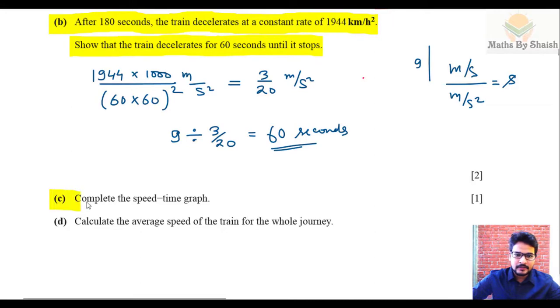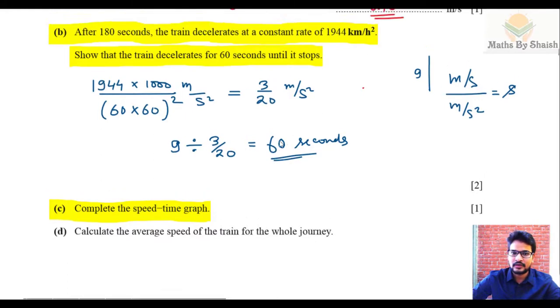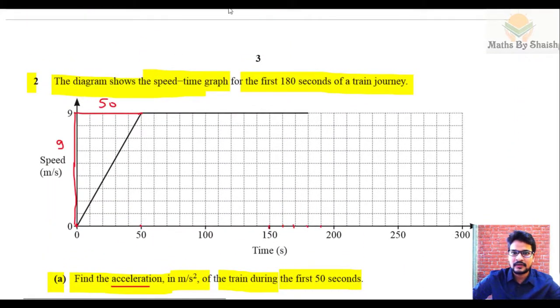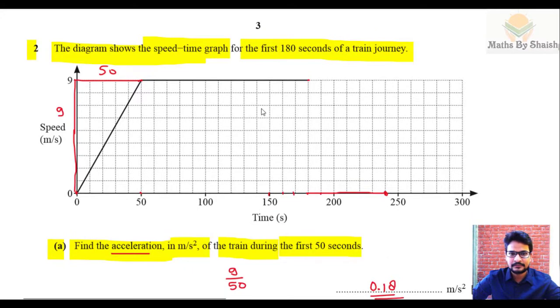And here's the C part. Complete the speed time graph. So we can see from here that it will stop after 60 seconds. We will go on the graph, and here after 60 seconds means 2, 3, 4, 5, 6. So we'll join from here, and we can cross check whether we got the right answer or not. If we join these two points, this is the graph.